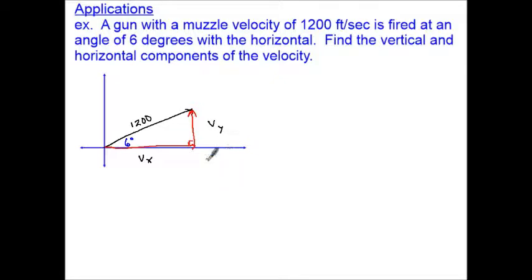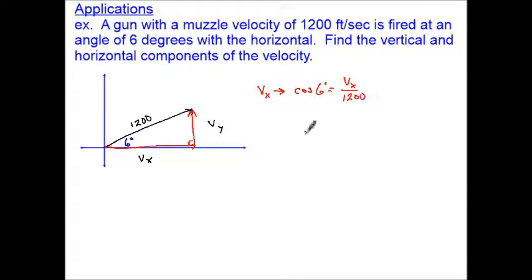But what's nice about this is I've got a right angle, so SOHCAHTOA trig comes into play. In order to get v sub x, our horizontal component, all I need to do is set up my standard SOHCAHTOA equation, so cosine of 6 degrees equals v sub x over 1200.